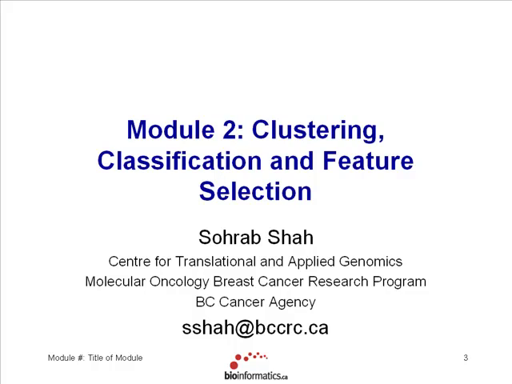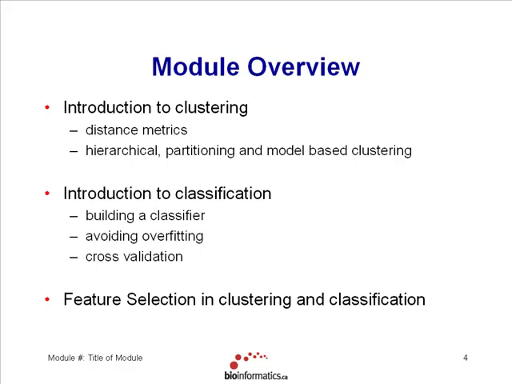Okay, so this afternoon we're going to talk about clustering, classification, and feature selection. So we'll give you an introduction to clustering, and that really involves distance metrics, and then two types of algorithms, hierarchical clustering and partitioning-based clustering. And I'm going to give you an example of classification, the major concepts involved in building a classifier, hopefully avoiding overfitting, and a little bit about cross-validation. And then throughout, we're going to talk about the concept of feature selection and how that helps in clustering and classification.